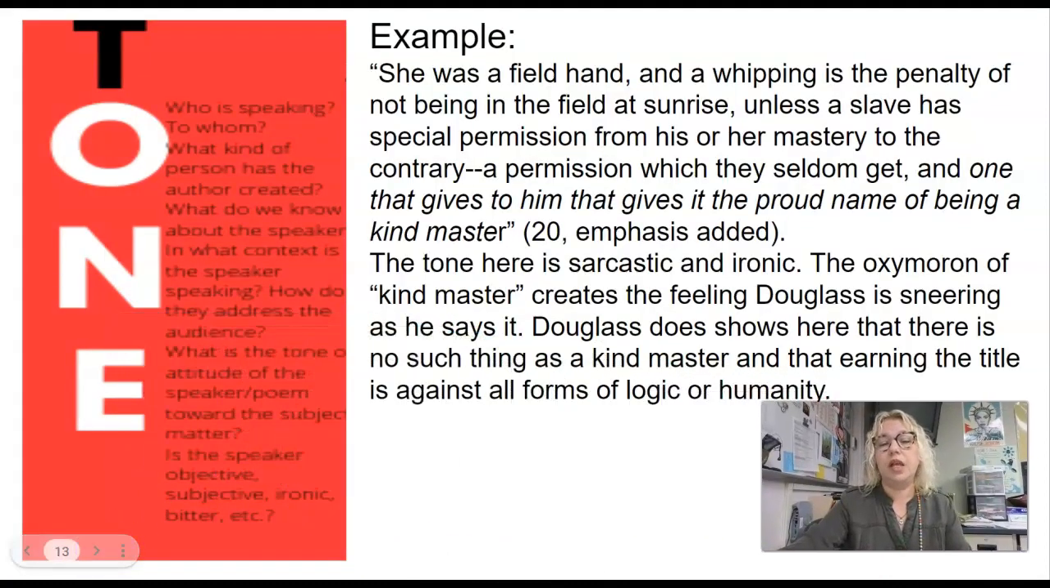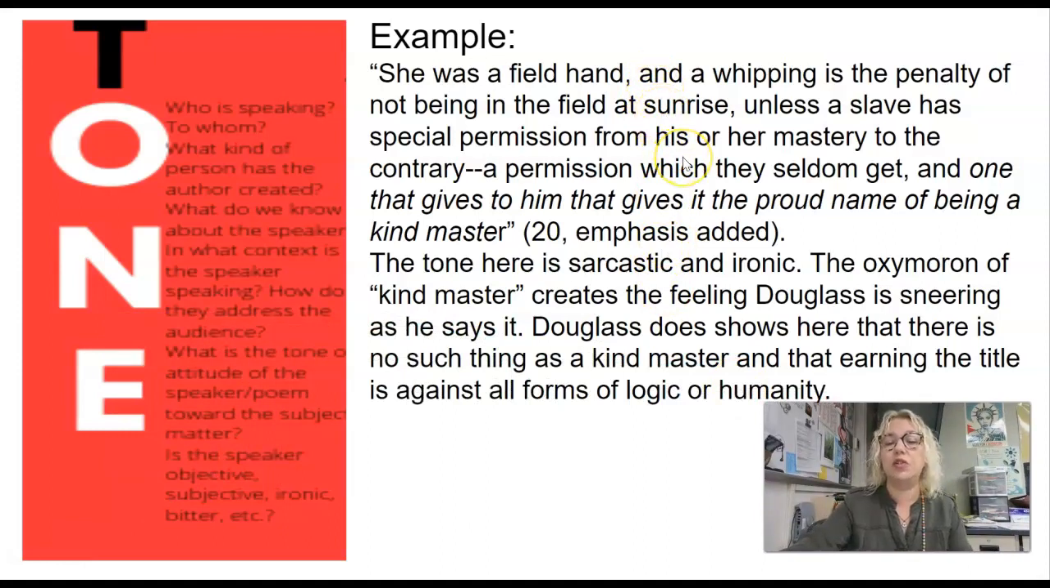Here's an example. "She was a field hand, and a whipping is the penalty of not being in the field at sunrise unless a slave has special permission from his or her master to the contrary, a permission which they seldom get, and one that gives to him that gives it the proud name of being a kind master." So the tone here is sarcastic and ironic.